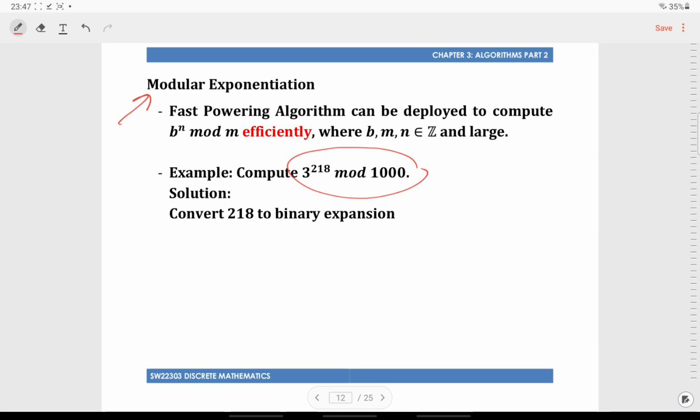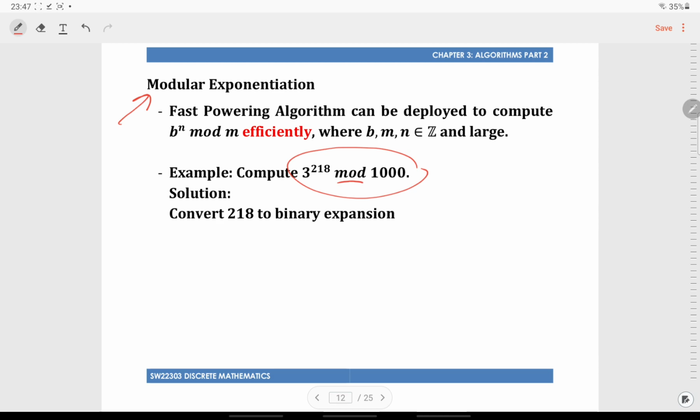So how to do this exponentiation? Three to the power of 218 is exponentiation, but once we have a modular operation, mod 1000, we say that this is a modular exponentiation. So how to compute 3 to the power of 218 mod 1000? This task can be done easily by using the fast powering algorithm.